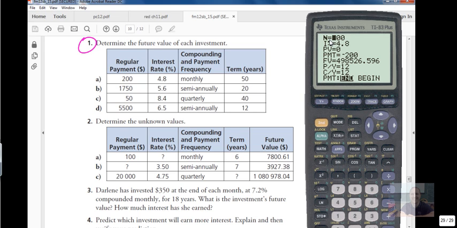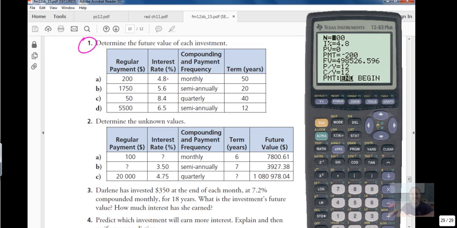On the TVM Solver, you have this screen right here, okay? We went over this the other day. N is the number of payments. I, capital I, that's yearly compound interest. P, present value right here. Payment, future value. Payments per year, compounding periods per year.